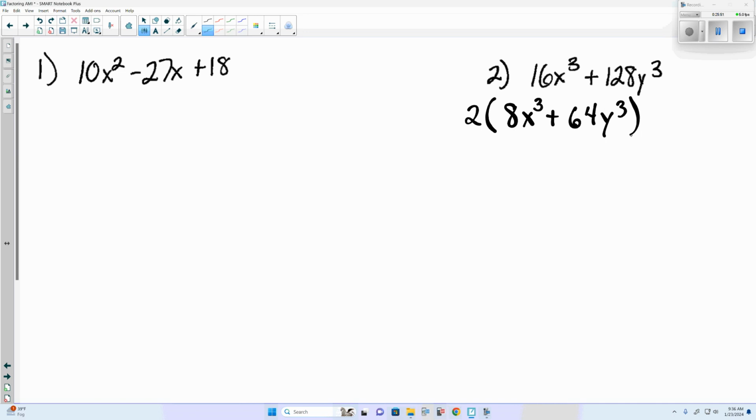But is there still a greatest common factor between 8 and 64? And it is 8. Okay. So even though we factored a 2 out first, we can still factor out an 8, which would give us x cubed plus 8y cubed. The 2 and 8.